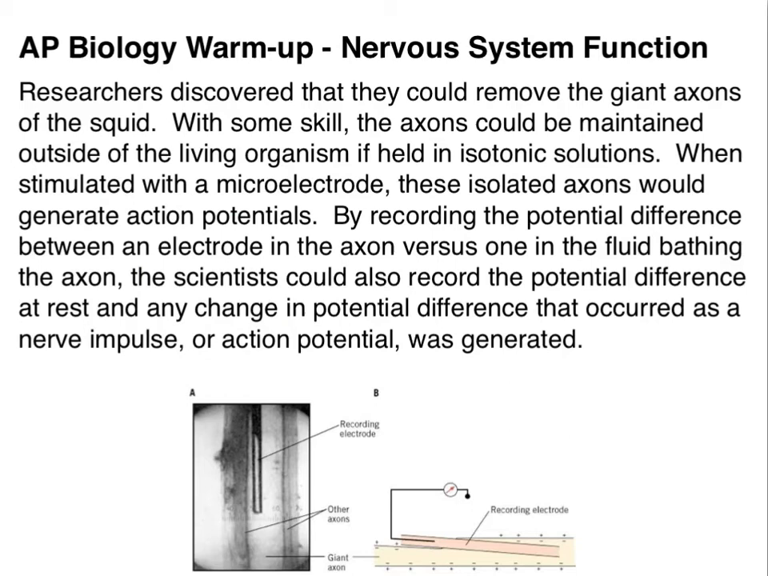And scientists early in the 20th century began to exploit this phenomenon and insert very small electrodes or microelectrodes into the cells of the giant squid. And since the axon is really just an extension of a single cell, they began to insert those electrodes into the axon of these giant squid. They would also have an electrode in a fluid that was bathing the axon of the giant squid, so that they would be able to measure the potential difference across the membrane.